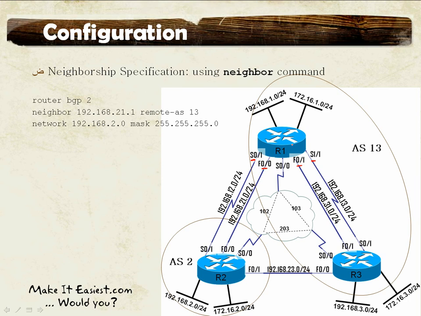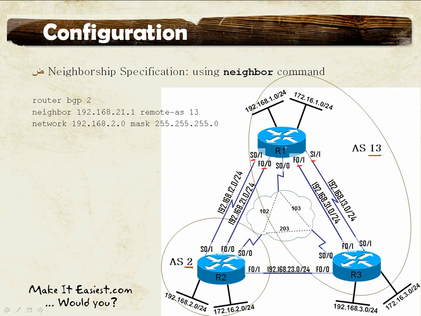In this implementation, I'm going to put router 1 and 3 in autonomous system 13. Router 2 will be in autonomous system 2. So both router 1 and 3 are in the same autonomous system under the same technical administration, belonging to the same ISP, whatever you name it. On the other hand, router 2 belongs to another autonomous system.